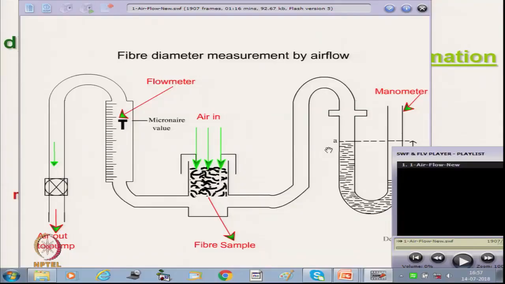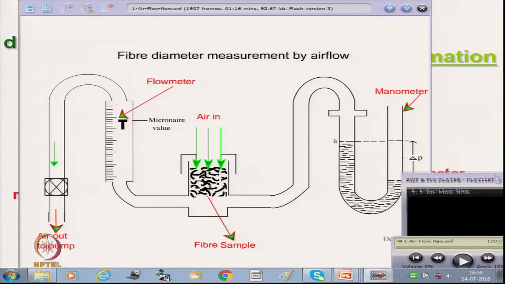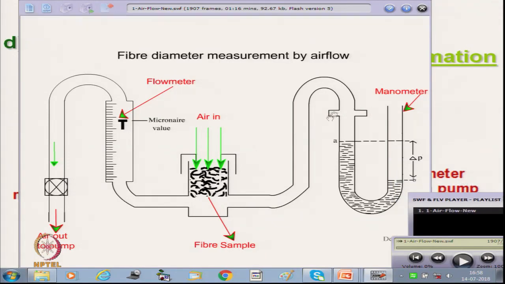And also, as we have mentioned here, this pressure difference has to be perfect. It is a constant pressure difference, then we can measure the flow rate. Okay.